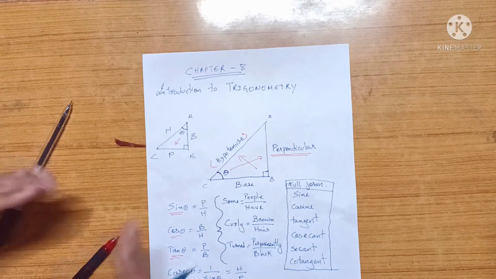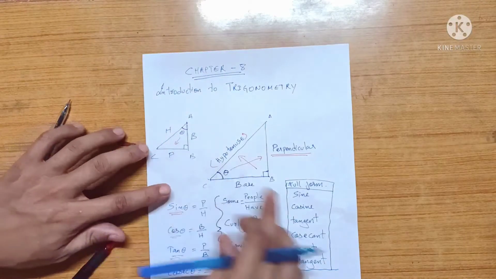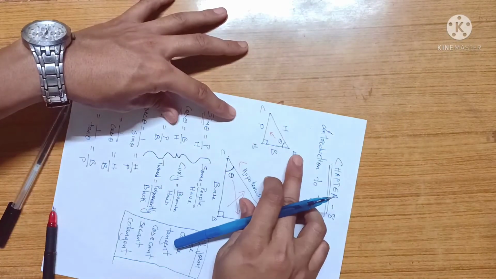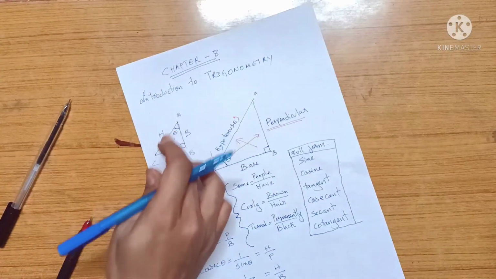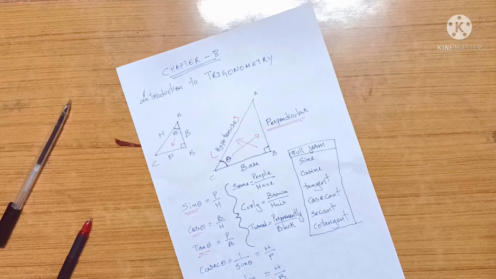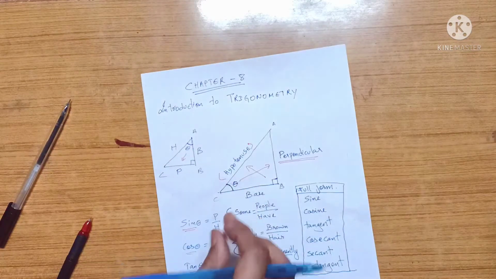So base is usually the ground level. If the theta is up here, just see it in this way, so that this is base and this is perpendicular. Got it? Wherever the theta is, that becomes the base, and the opposite of the theta is the perpendicular.